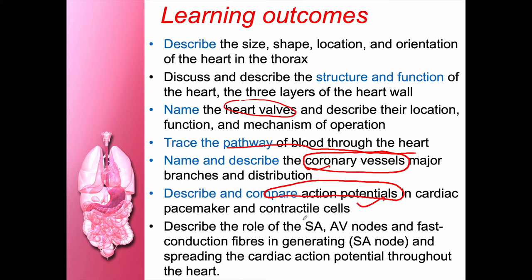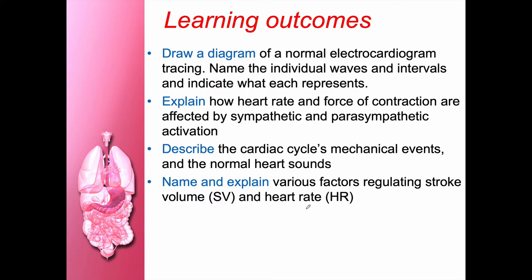Then in the conduction system, the sinoatrial node, atrioventricular node, and Purkinje fibers, all of these you will be studying. Then you have to explain the electrocardiogram. It is nothing but recording the electrical activity that is taking place in the heart, thereby we know whether the heart is functioning normally or abnormally. Then explain how the speed of the heart and the force of contraction of the heart are maintained, and how the autonomic nervous system plays a role in the heart.